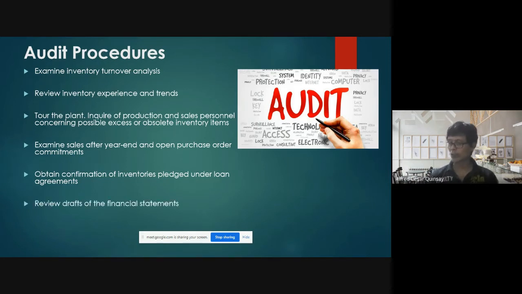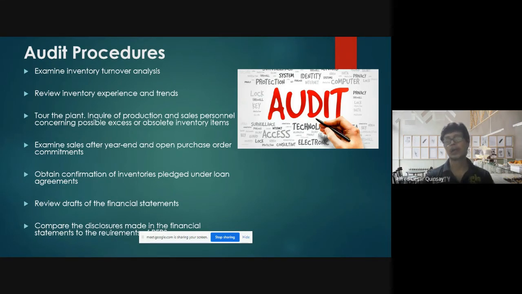Okay, and then review drafts of financial statements. Tingnan natin yung mga drafts na yon, yung mga nandoon sa financial statement. Ano ba yung relating to inventory? Okay, and then compare disclosures made in the financial statement to the requirements of PFRS.